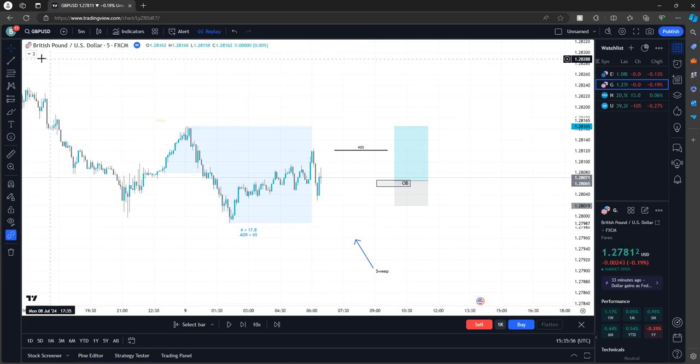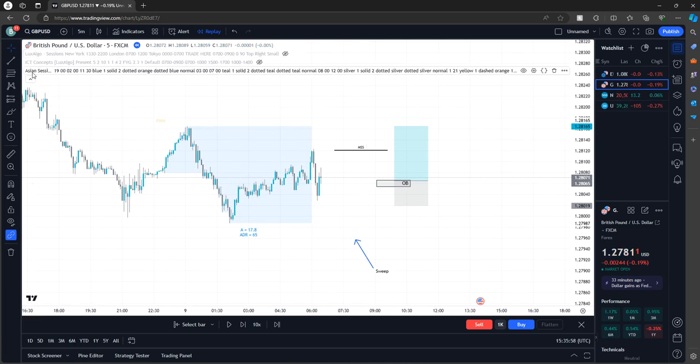Okay, so the first thing we're going to do is grab ourselves the Asian session range indicator. The reason you're going to want this is because you need to see the highest and the lowest point of the Asian market session. Now this indicator is a lifesaver because it saves you so much time and energy in the morning just trying to figure out what time did Asian session start, what time did it finish, where was the highest and lowest point.